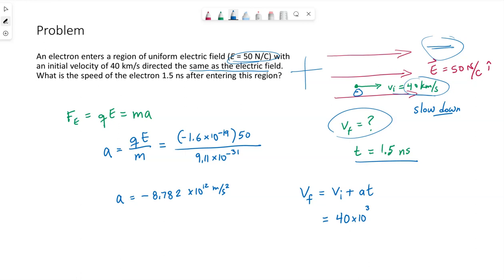I need to put in 10 to the 3 for the kilo part. We just calculated our acceleration, which is in meters per second squared. The time is 1.5 nanoseconds.